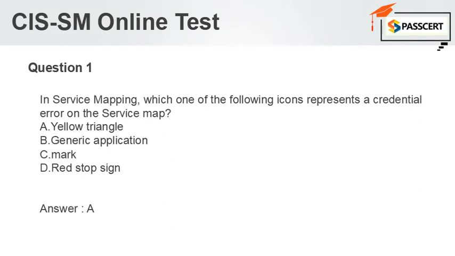Question 1. In service mapping, which one of the following icons represents a credential error on the service map? A. Yellow triangle. B. Generic application. C. Mark. D. Red stop sign. Answer: A.